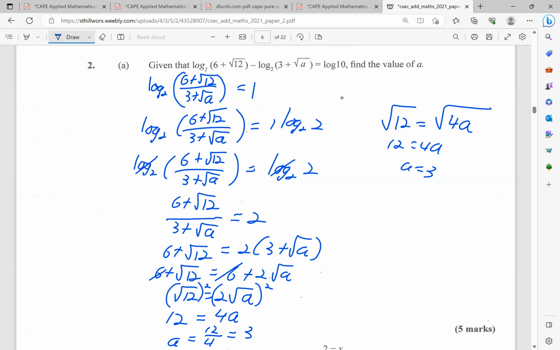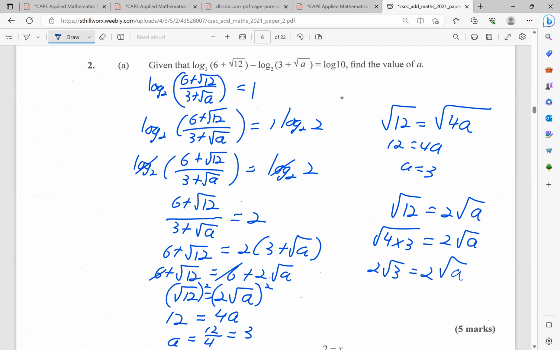Or you could have done root 12 over 2 root a. Square root of 12, so that's 2 root 3 is 2 root a, so root 3 is root a, so a is 3. So yeah, you could have done it many ways, different ways to get the same answer, right?